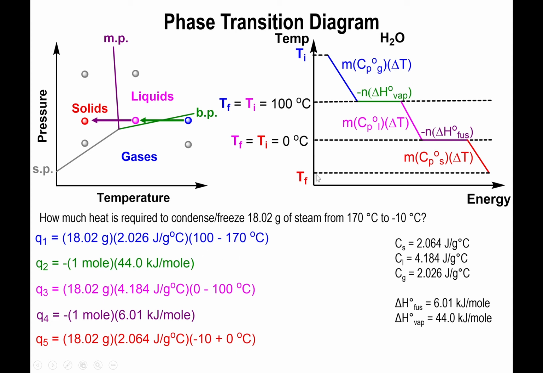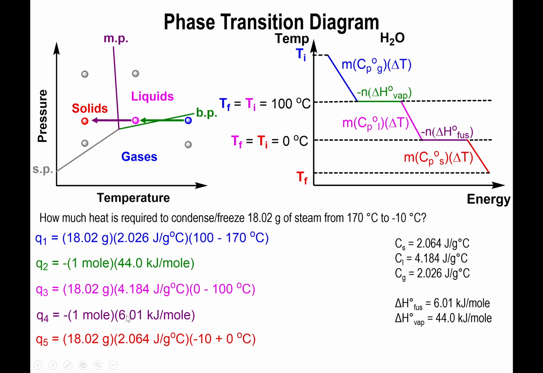Change in temperature, initial was 170, final is 100, and that's what we have here, 100 minus 170. For Q3, we're going from the boiling point down to the melting point, so the final is 0 degrees Celsius, the initial was 100. For Q5, we're going from the melting point down all the way to the final temperature, which is negative 10. So negative 10 is the final, and 0 is your initial.